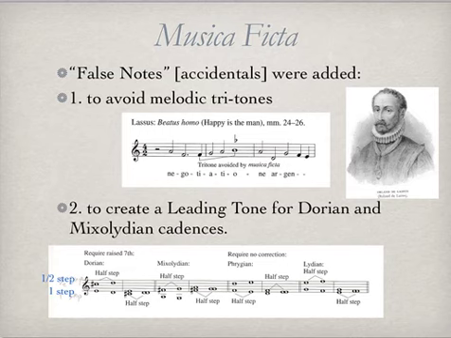Key signatures were seldom used, but musica ficta, or false notes, were added, one, to avoid melodic tritone, and two, at cadences to create a leading tone. These accidentals were not written in the score, but were performed as was the custom. In modern editions, accidentals are usually written above the staff just as a reminder.